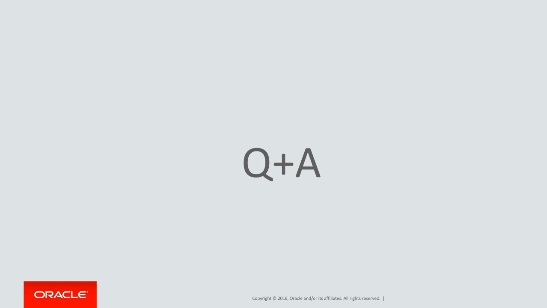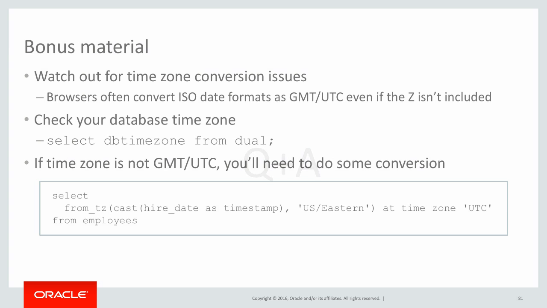In the post-editing process, which is where I delete some of the mistakes that I made, I realized that I have a few extra minutes to use, and so I thought I would use it harping on an issue I brought up before but didn't dive very deeply into, which has to do with time zone conversion issues. So keeping in mind that oftentimes we're sending JSON down to browsers, this is something you'll want to watch out for, as browsers often convert ISO date formats as though they were GMT or UTC, even if that Z for Zulu is not included on the end. Let me show you what I mean here.